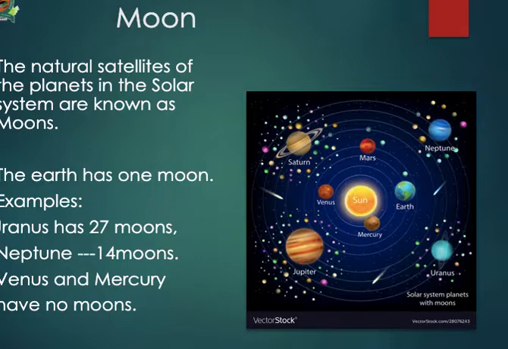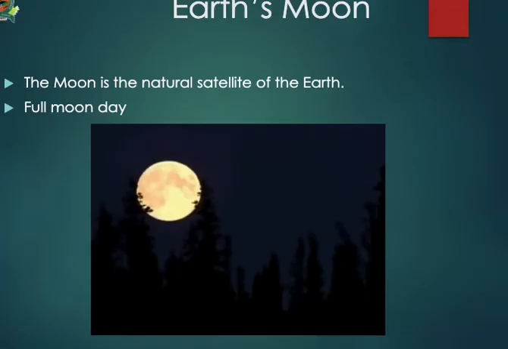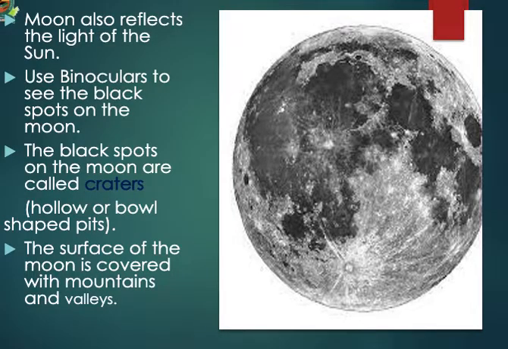The Earth has 1 moon. Examples: Uranus has 27 moons. Neptune has 14 moons. Venus and Mercury have no moons at all. Earth's moon. The moon is a natural satellite of the Earth. Full moon day. The moon also reflects the light of the sun. Using binoculars, we can see the black spots on the moon.